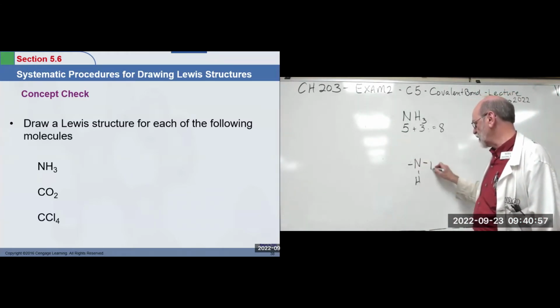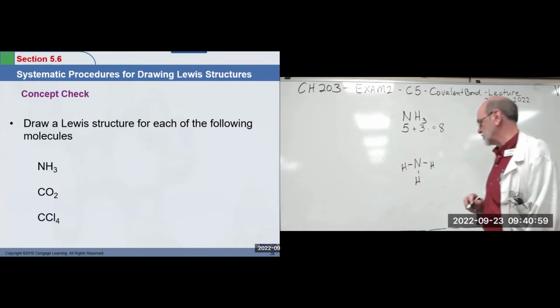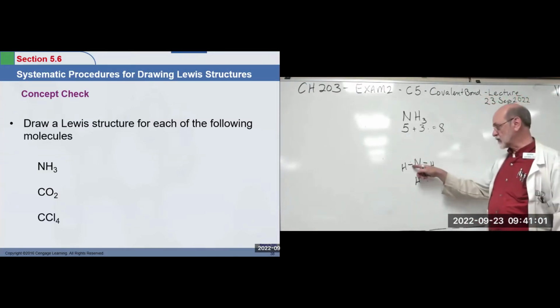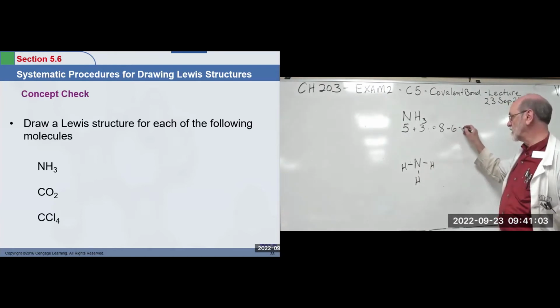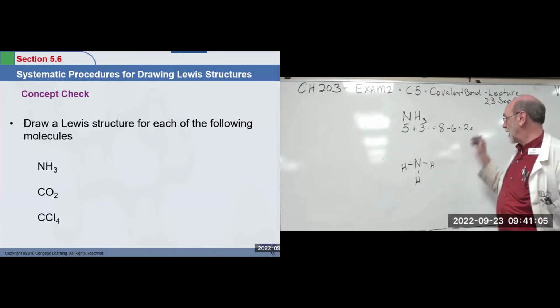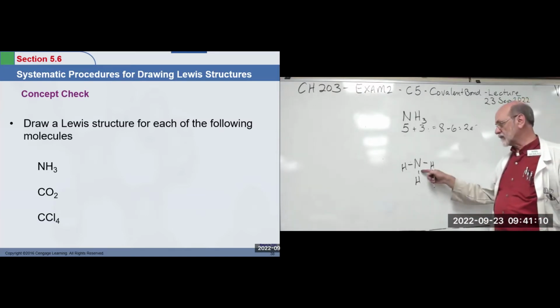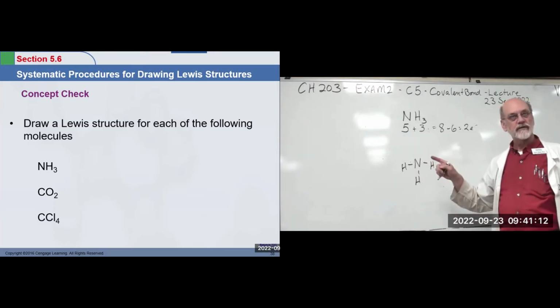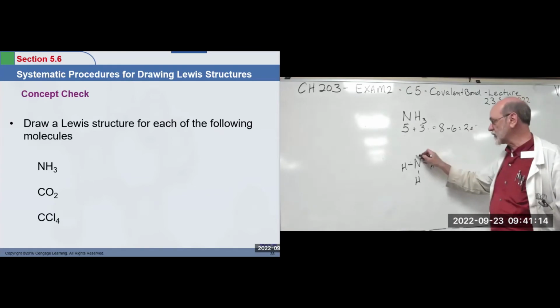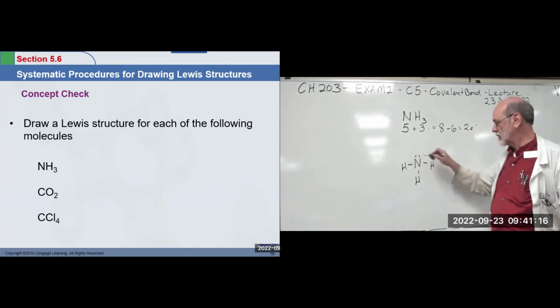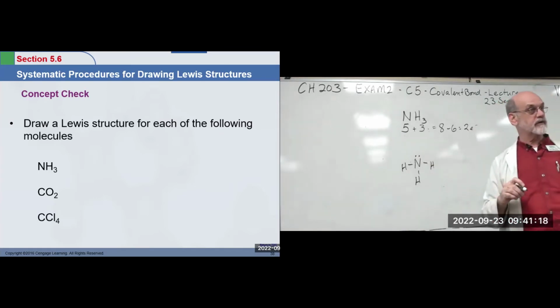So we form a single bond with each hydrogen, right? So we have 2, 4, 6. We have 2 electrons. Hydrogen can't take any more, right? It's already got its duet, 2, 2, 2. So the last 2 electrons have to go on nitrogen. And that's our Lewis dot structure for ammonia.